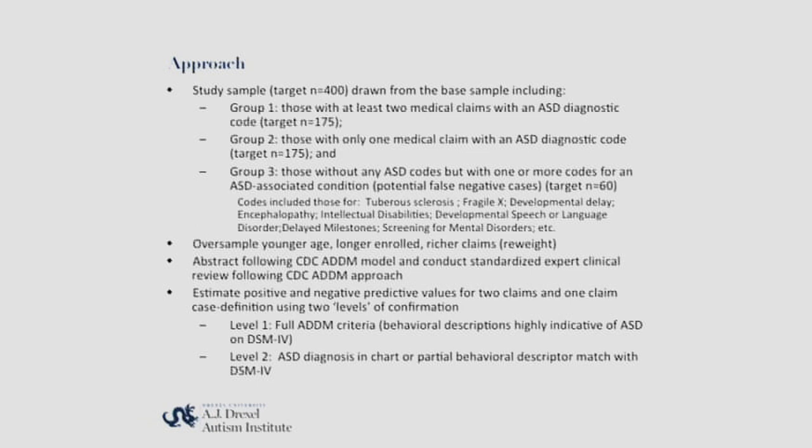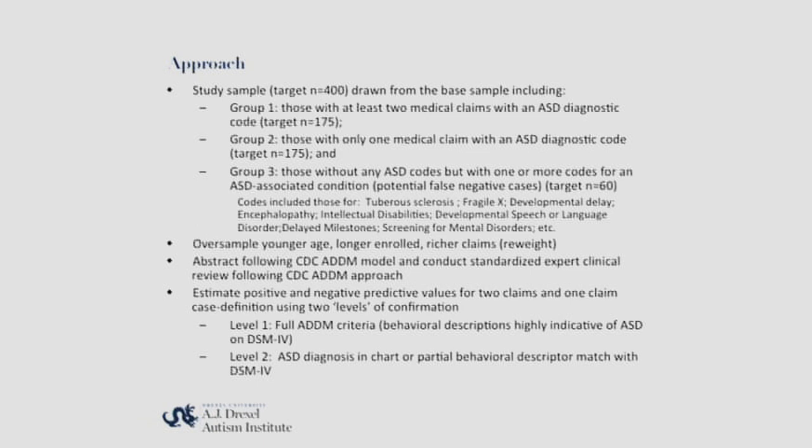And then we calculated the positive and negative predictive value. We calculated the positive predictive value for each of these two potential case definitions, requiring two claims or one claim. The gold standard from the chart review: we had two levels of gold standard. Level one was that you had to meet full ADDM criteria. And to meet full ADDM criteria, you have to have a series of documented behaviors in the chart that are consistent with DSM-IV criteria. It's a high bar.